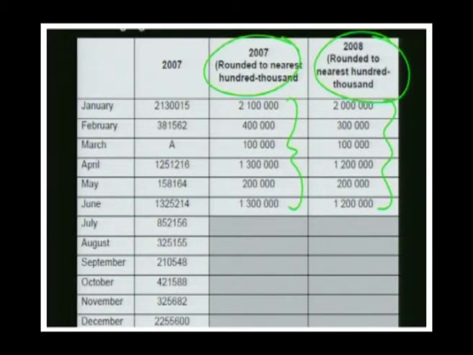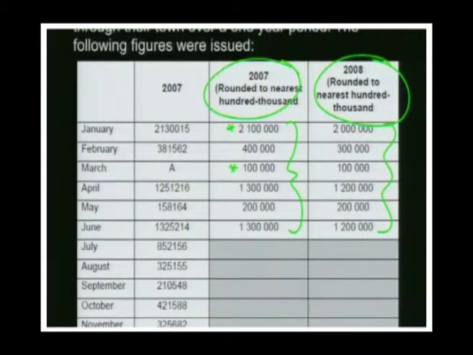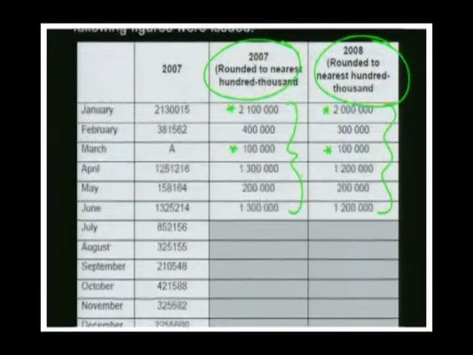Now let's decide what scale are we going to use on our vertical axis. The numbers go all the way from our lowest number over here, 100,000, to our highest number in 2007, 2,100,000. And let's have a look. In 2008, our lowest value is also 100,000, and the highest value is just a little bit less than January. It's 2 million. Now let's go back down to our axes and fill in our scale.